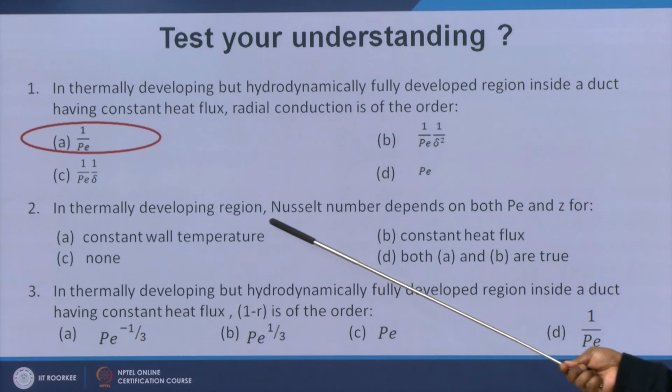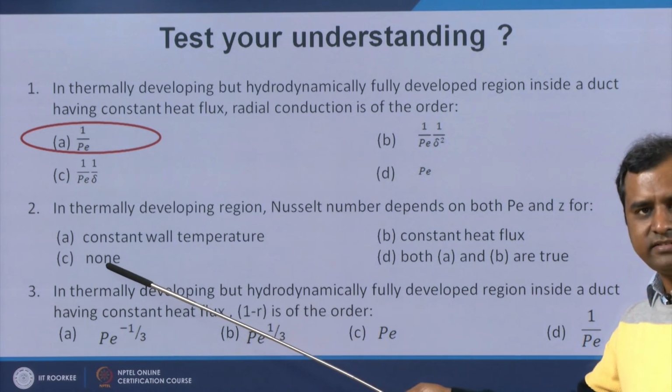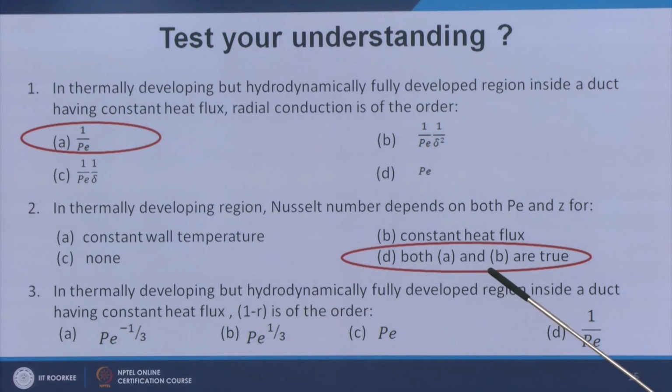Next one: in thermally developing region, Nusselt number depends on both Peclet number and Z for which case? Though in this lecture we have discussed constant heat flux, let me ask you: constant wall temperature, constant heat flux, none of these cases, and fourth option is both A and B are true. If you go through this lecture and the previous lecture, probably you have understood the correct one is both A and B. Actually in the thermal entrance region, the Nusselt number will depend on both Peclet number and Z. So it does not matter whether the wall is at constant temperature or constant heat flux. It matters whether it is the thermal entrance region or not, okay. So it will have Z dependence as well as Peclet number dependence.